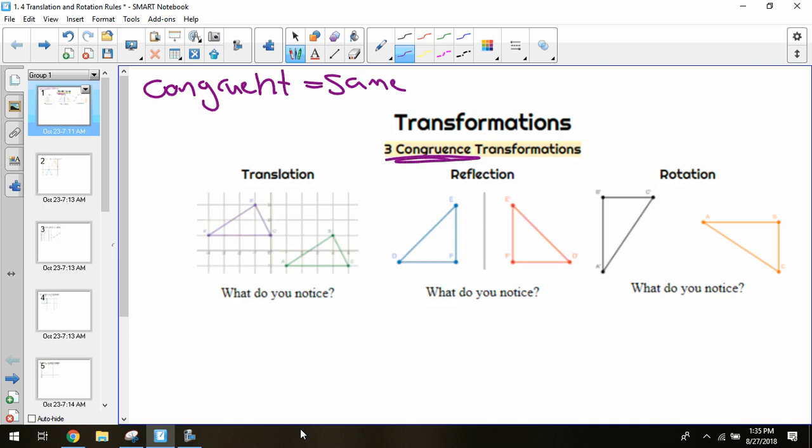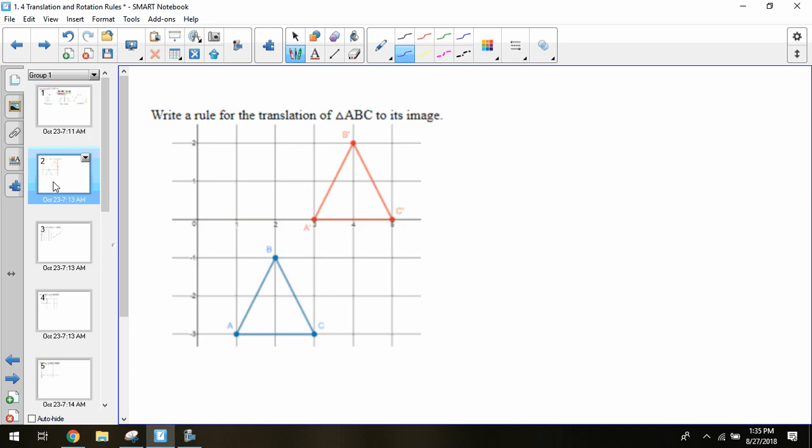As we translate our shape, it stays the same. As we reflect our shape, this side stays the same, the angle stays the same. As we rotate, we're still staying the same. The only thing different is its location or orientation. That's not as important for today, but we need to remember that for future occurrences, especially later on in geometry when we talk about triangles.